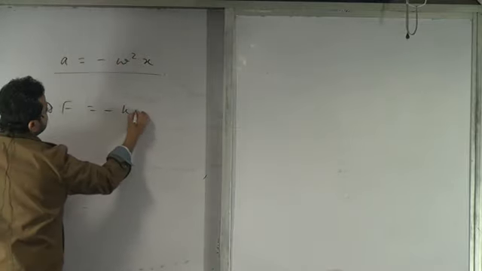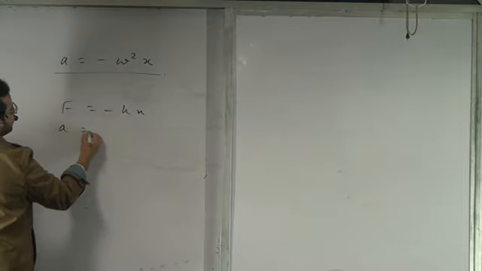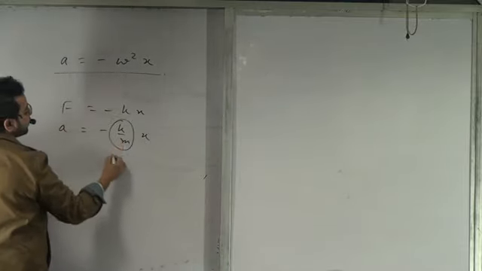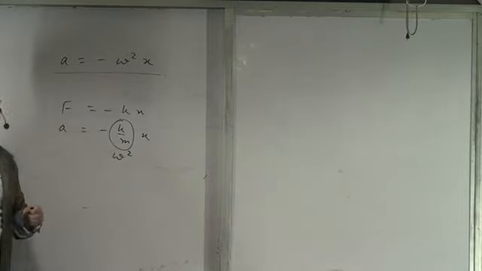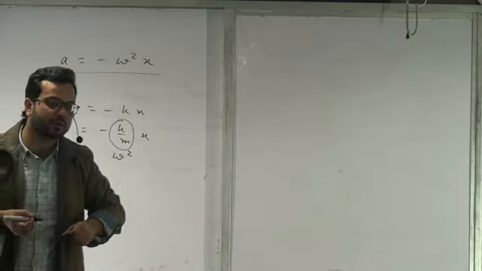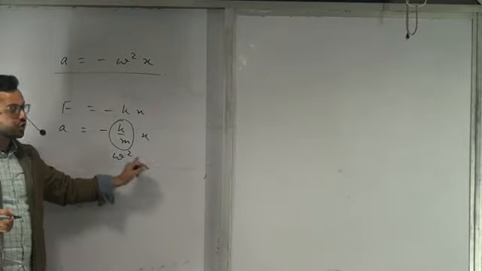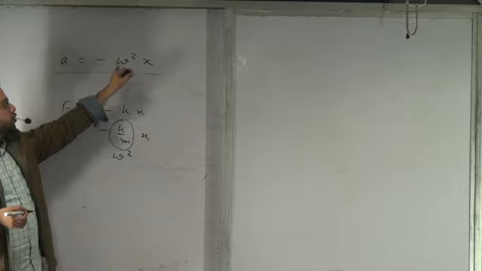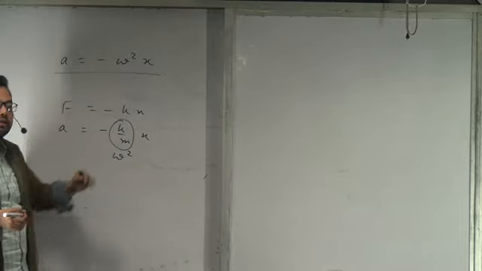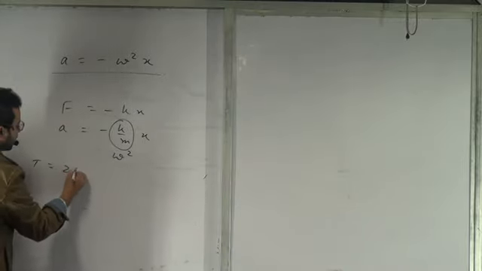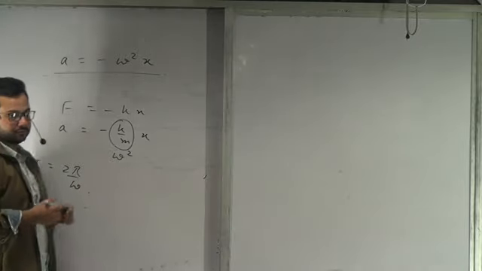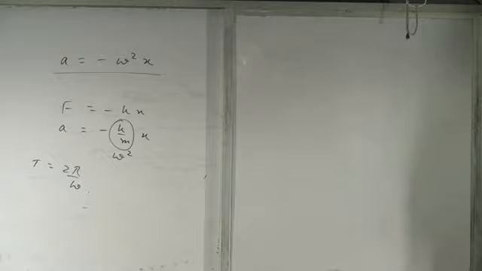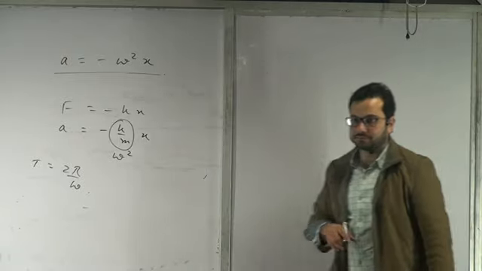The same thing we did. F is equal to minus kx, so a is equal to minus k by m into x, and this k by m we substituted with omega square, and it came out to be the angular frequency. So compare this equation with minus omega square x, and you can find omega. Once you have found omega, the time period would be 2 pi by omega. And that is what we are going to follow in all mechanical systems.